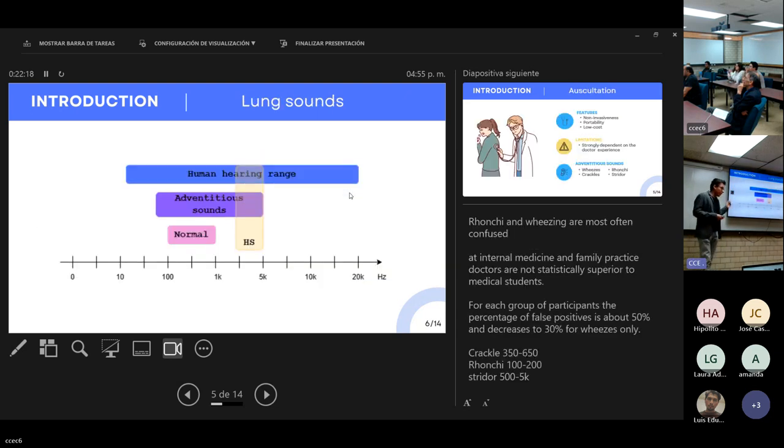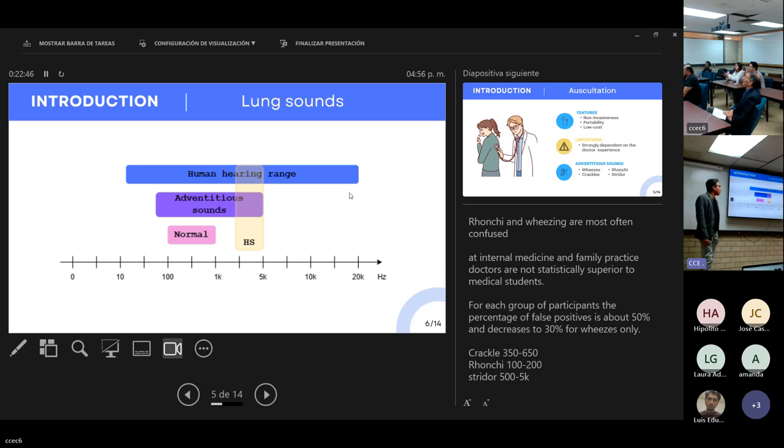Now, with this type of diseases, one way that we might know that something is not working properly in our system is using sounds. So, regarding lung sounds, we have two main categories. We have adventitious sounds and normal sounds.